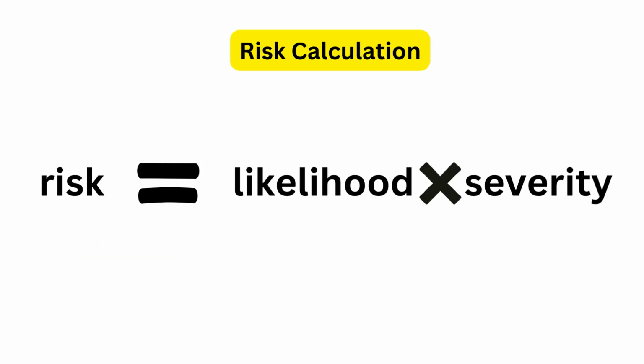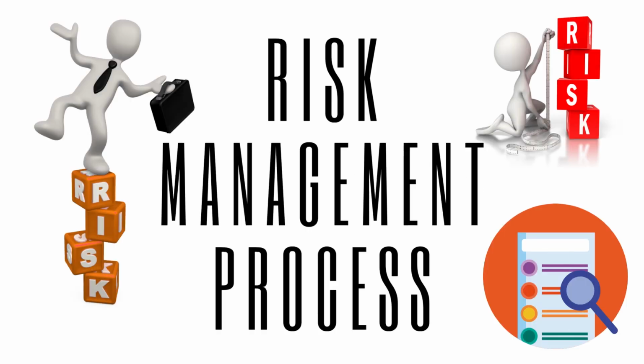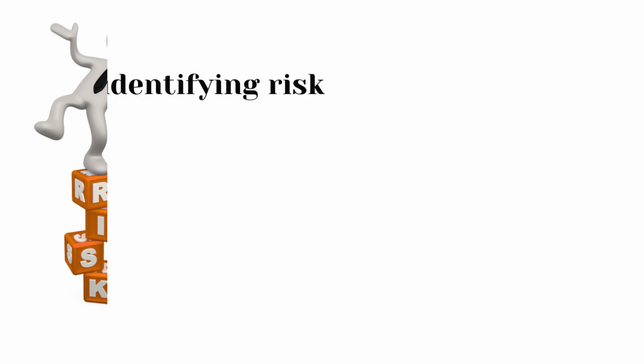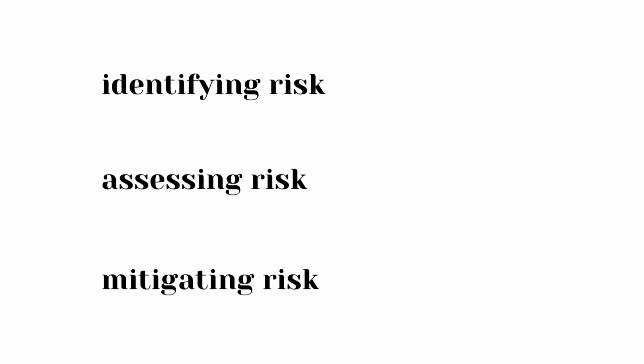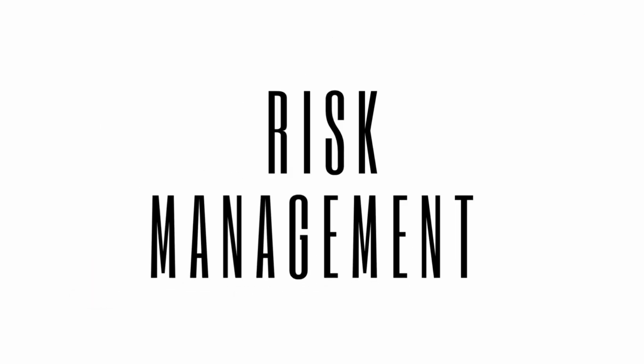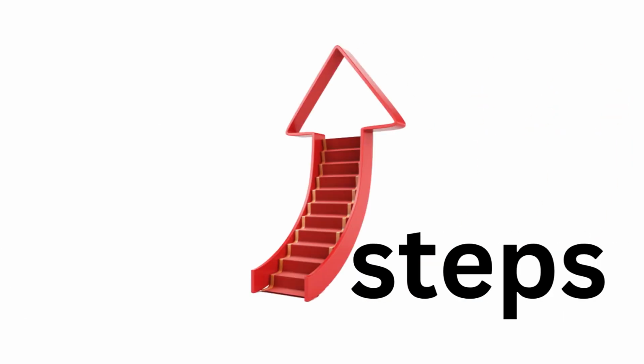Now that we've laid the foundation, let's delve into the risk management process, a systematic approach to identifying, assessing, and mitigating risks in the workplace. Risk management involves 7 key steps, each contributing to a safer work environment.